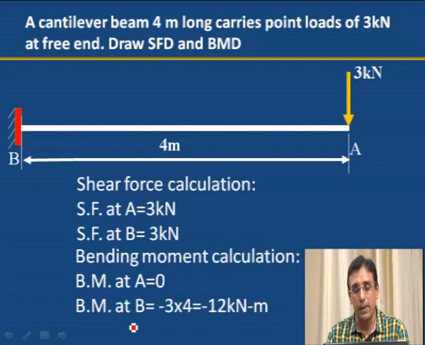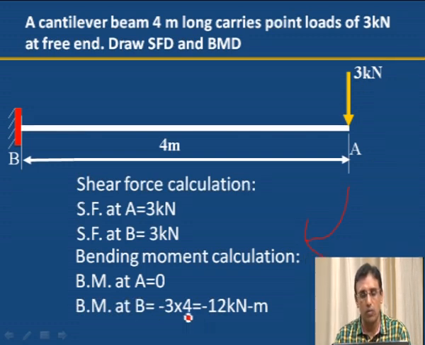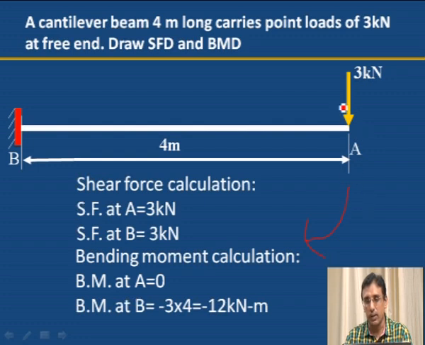Bending moment at B. Here, for B we have to take the moment from A to B. Moment means in this direction we have to take the moment. 3 into 4, because it is a clockwise moment, therefore minus. We are considering clockwise moment as negative, anti-clockwise moment as positive. Here it is a clockwise moment, minus 3 into 4. 3 is the load, 4 is the distance. 3 into 4, 12 kilonewton meter is the bending moment at B.